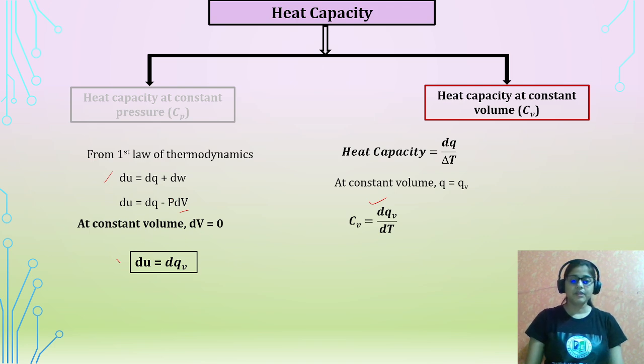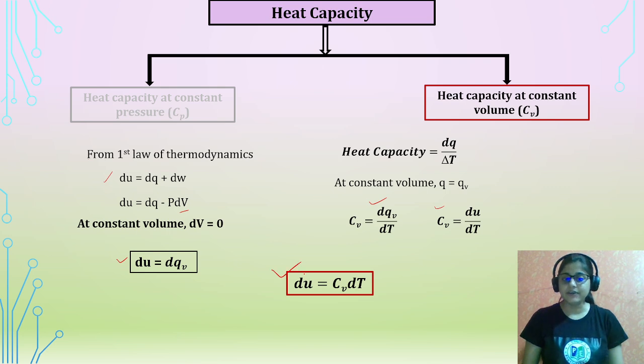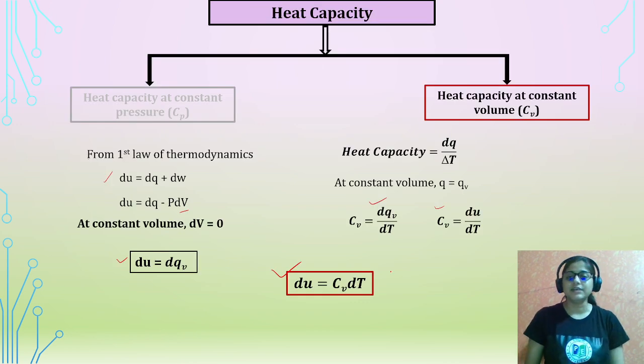Now dU will be dQV. So we can put the value of dQV here, and we get Cv equal to dU by dT, right? And from here we get dU equal to Cv dT. Fine. So these two formulas are very important: dU equal to Cv dT and dH equal to Cp dT. Again, for n number of moles, n will just be multiplied.